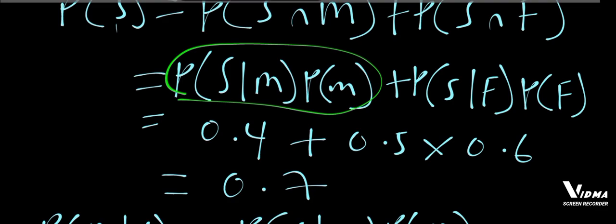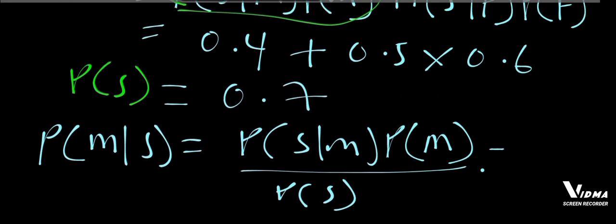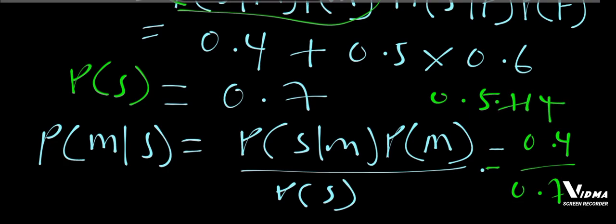And we know P of S to be 0.7. We know P of S here to be 0.7. So we don't need to do any other calculation. We say it's just 0.4 over 0.7, and it will evaluate to 0.5714. And that is your probability that you are a male, given you have short hair.